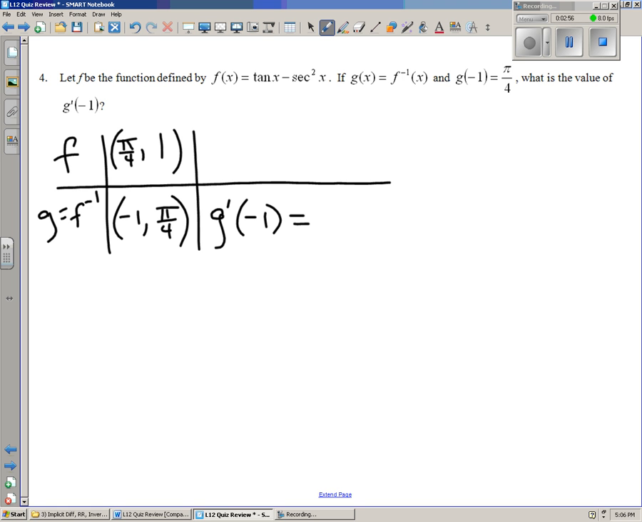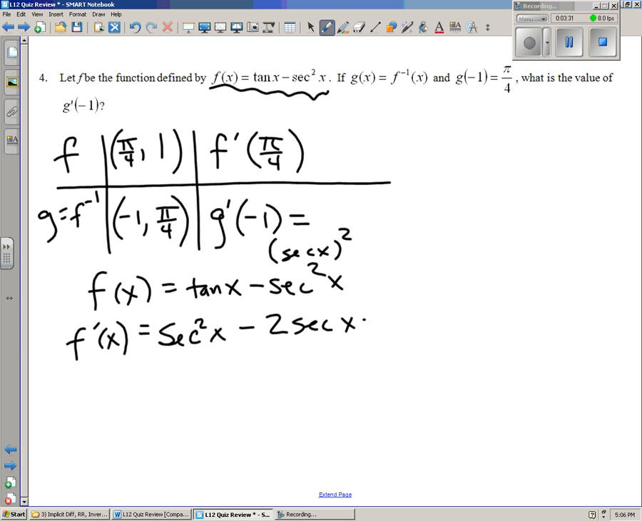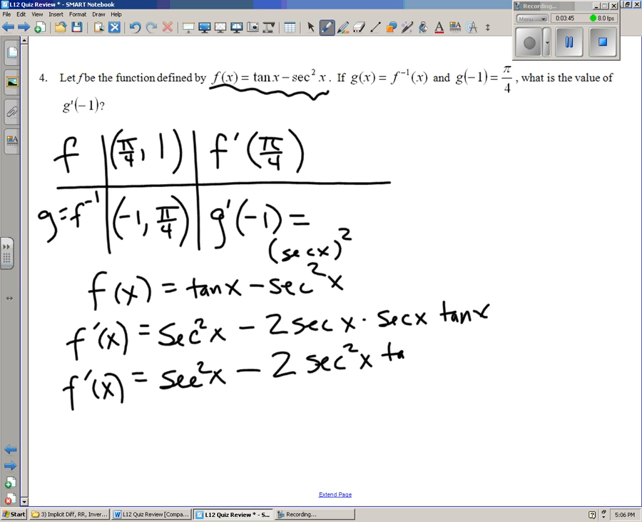But in order to do that, we're given more information about f, so I'd like to use f as the route to get the answer. We would need to find f prime evaluated at pi over 4. But first, we need to find f prime of x. So f of x is tan x minus secant squared of x. So f prime of x, the derivative of tangent is secant squared. Derivative of secant squared, I want to rewrite this as secant x in parentheses squared. Chain rule, I have derivative of stuff squared, which is 2 times the stuff times the derivative of the stuff. The derivative of secant x is secant x tan x. So actually, my derivative is kind of interesting. It's secant squared x minus 2 secant squared x tan x.